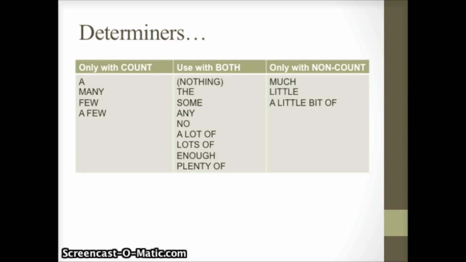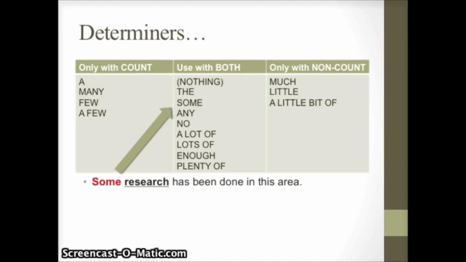Determiners that can be used for both offer a safe way to talk about nouns, especially if you're not sure which to use. Here's an example. Some research has been done in this area. It's non-countable but uses the word some.